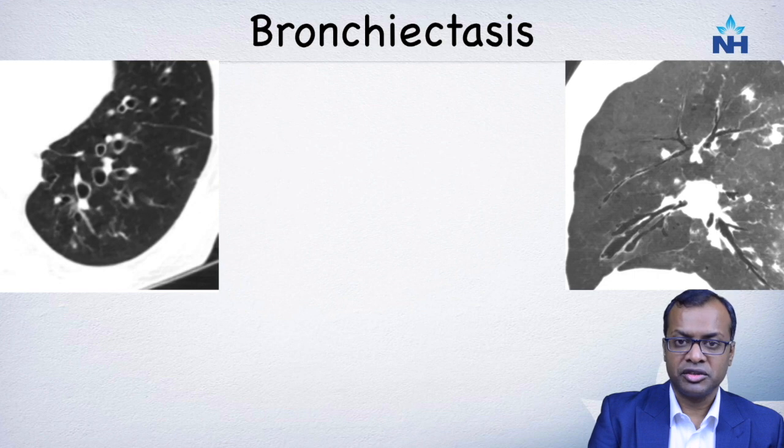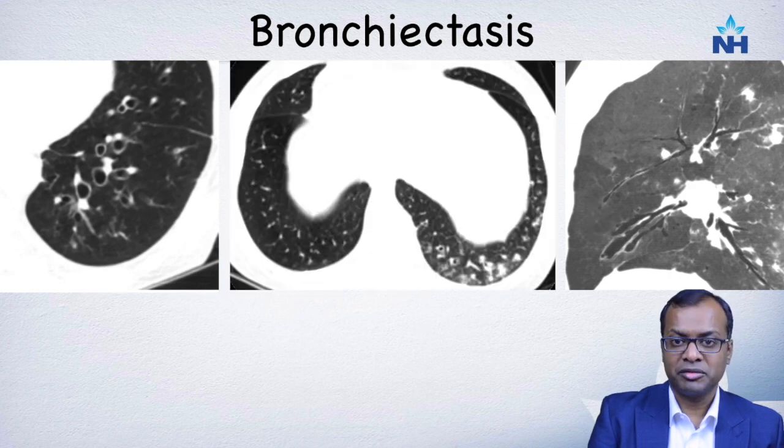The other definition of bronchiectasis on imaging is non-tapering of bronchi. As we go from the center to the periphery of the lung, the bronchi tend to taper down and become smaller and smaller. But in bronchiectasis, these do not taper and remain open or of the same size. This is the second parameter of bronchiectasis on CT.